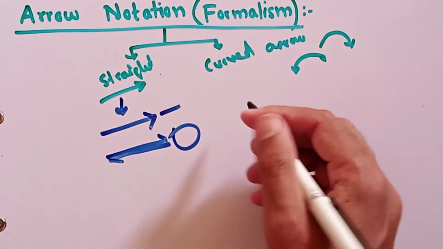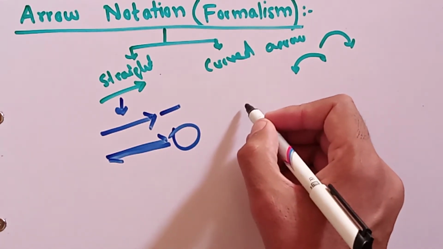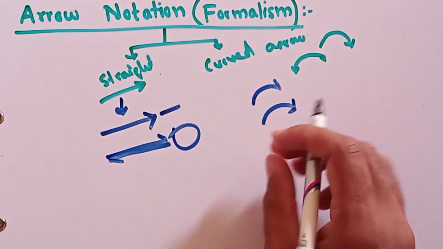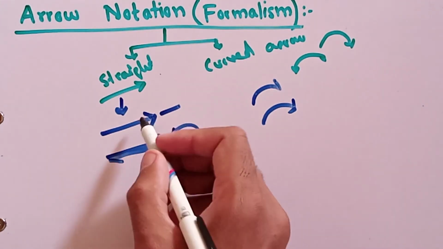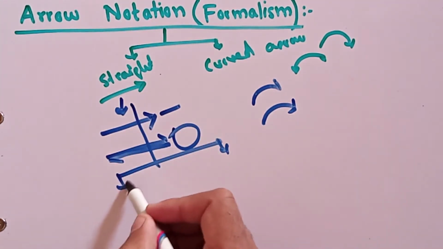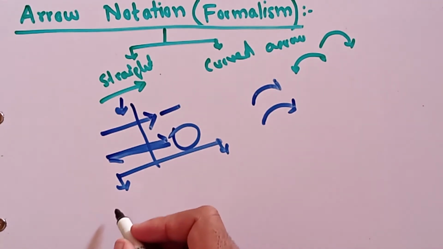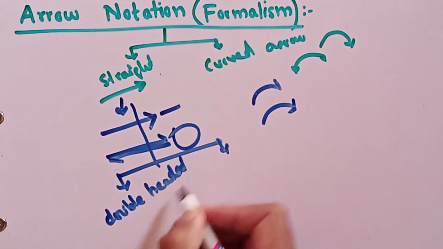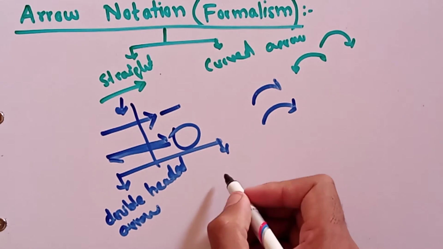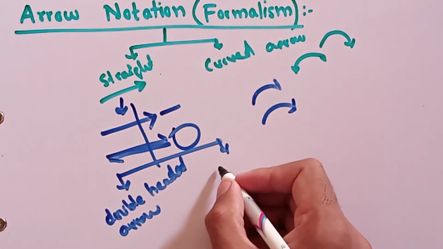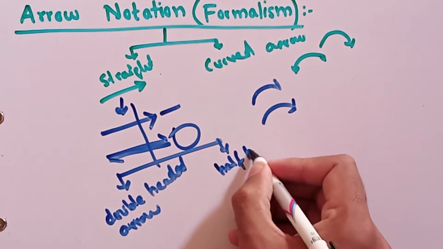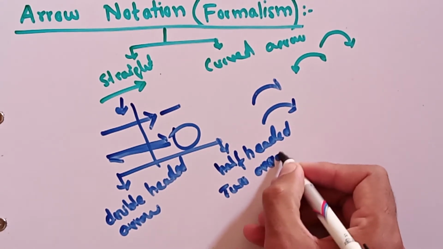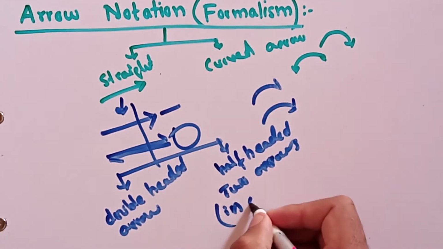These two are straight arrows, while the curved arrow is also like that. One is the half headed curved arrow, and one is the complete double headed curved arrow. These are two types. So one is called the double headed arrow, while the other type is called half headed, two arrows in opposite directions. These are in opposite directions.